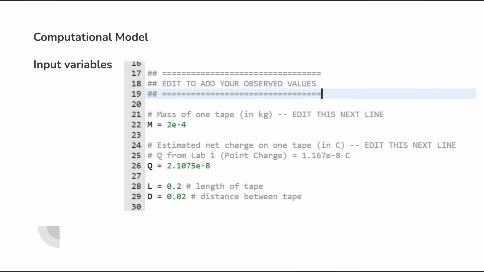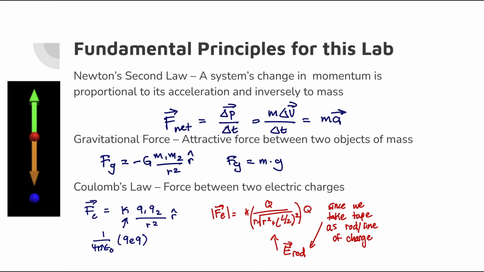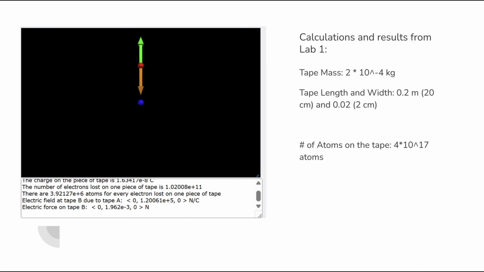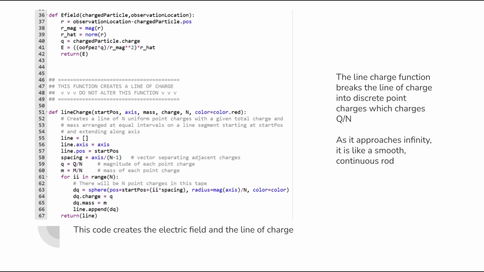For our computational model, we're going to put in our input variables, which are the mass of one tape, which we found in kilograms, and our Q, which we calculated from our previous equation, and input R and L in order to solve for Q, for the electric force. We also use the length of the tape and the distance between the two tapes in this equation.